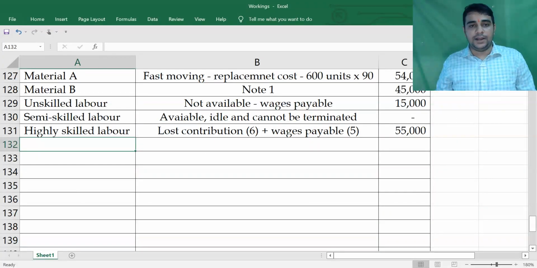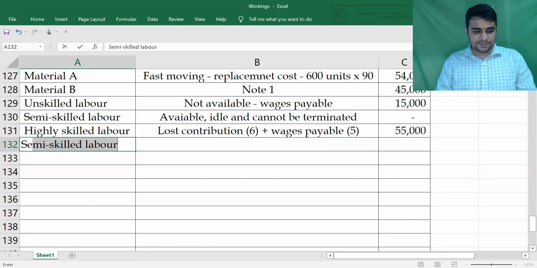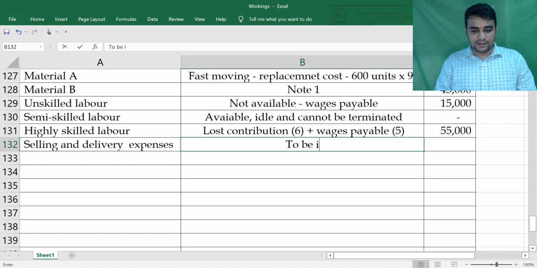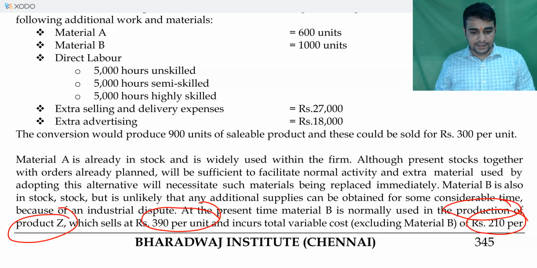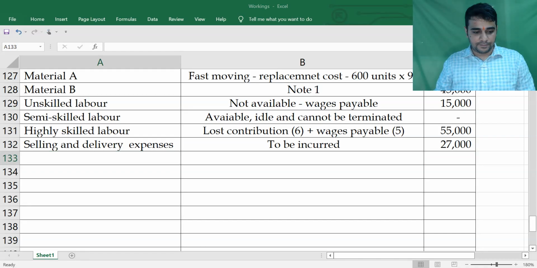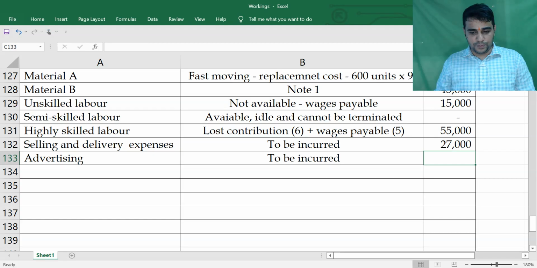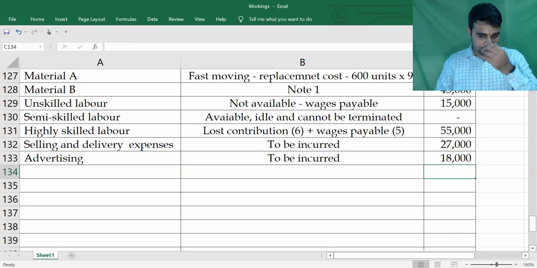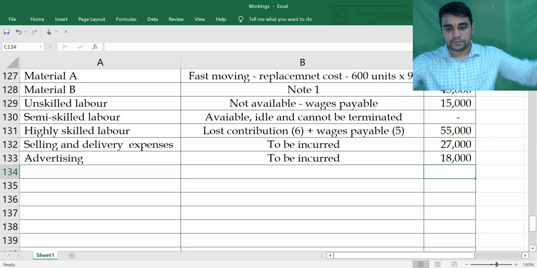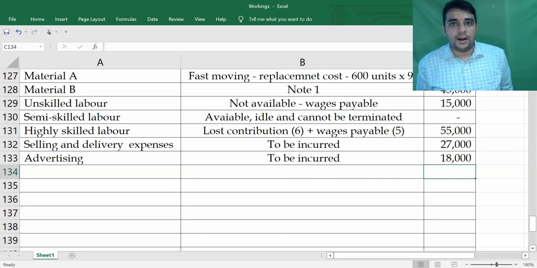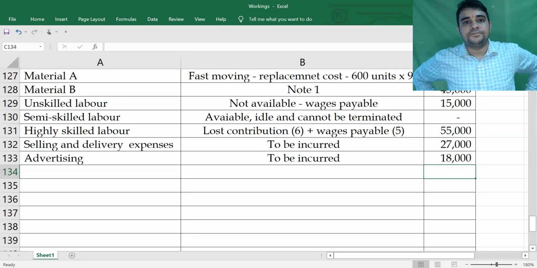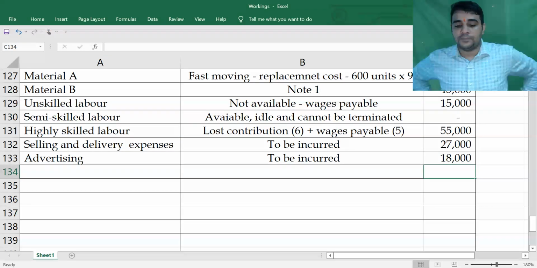Then, any doubts till this? Then we have some selling and delivery expenses. They have made it very clear, extra selling and delivery expenses to be incurred. Advertising to be incurred. Any doubts on this?